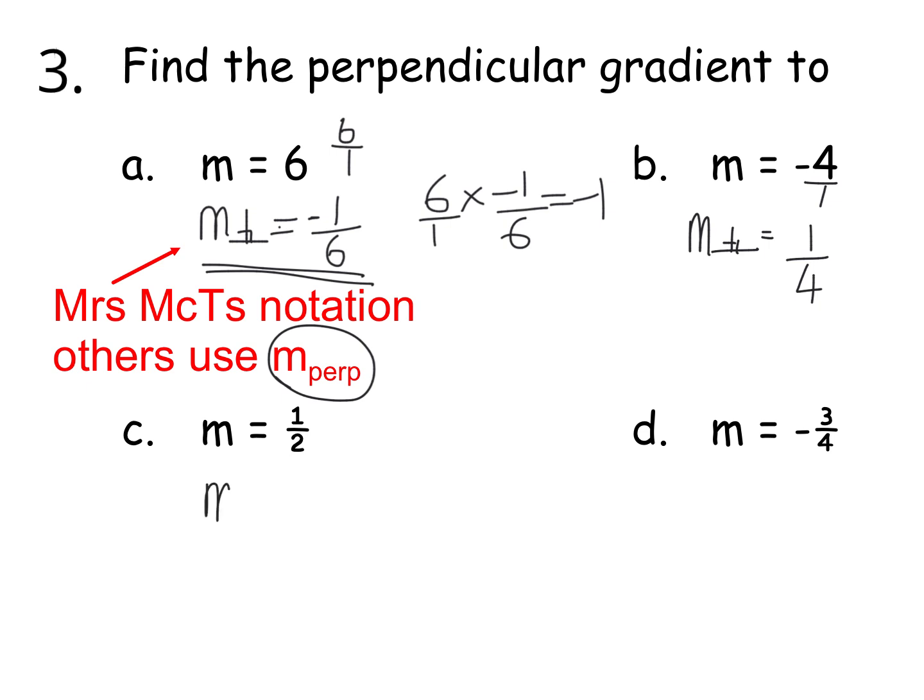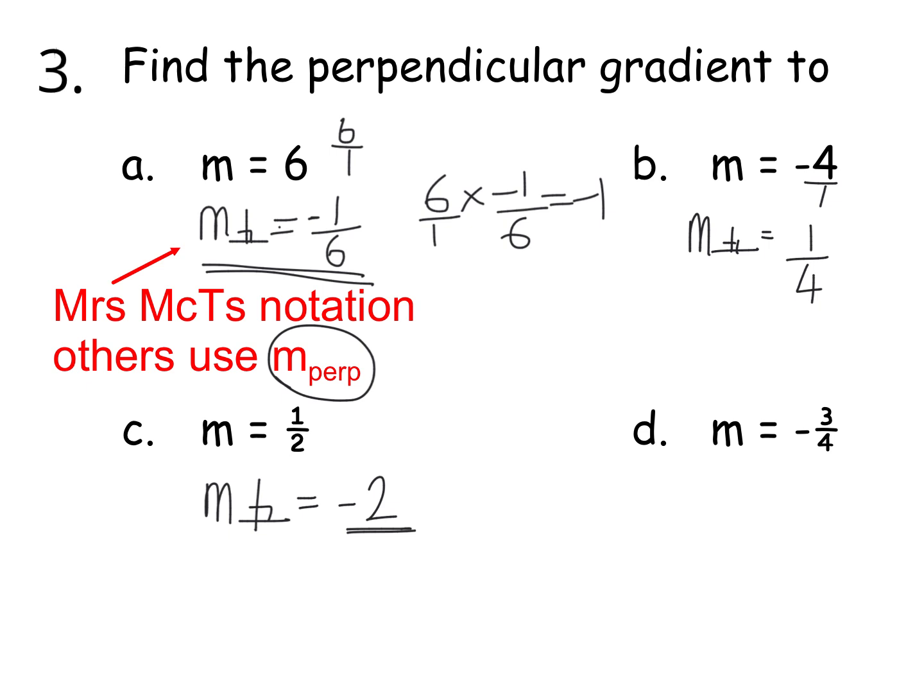So the perpendicular gradient to a half, flip it and change the sign, would give you -2/1. But remember, we don't ever need over 1 in math, so we'll just take that straight back out. So it's just a gradient of -2 for that one.